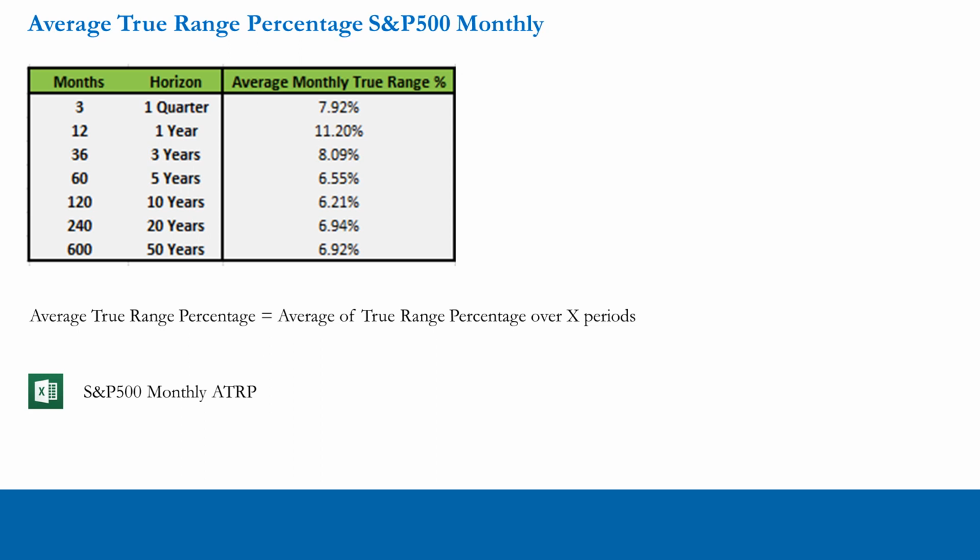Okay. And we looked at S&P 500 monthly moves on a quarterly basis, over a 1 year basis, and then 3 years, 5, 10, going all the way up to 50 years of data. What we realized was that the opportunities and risk at the index level is very, very low. Okay. And in doing so, we obviously taught you another method, the average true range percentage method for calculating volatility.